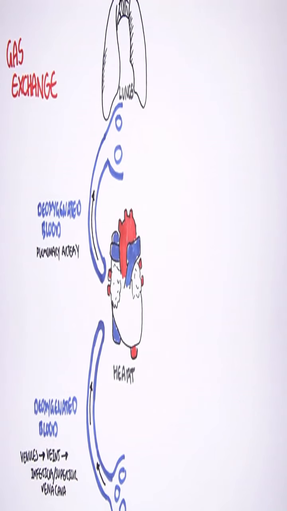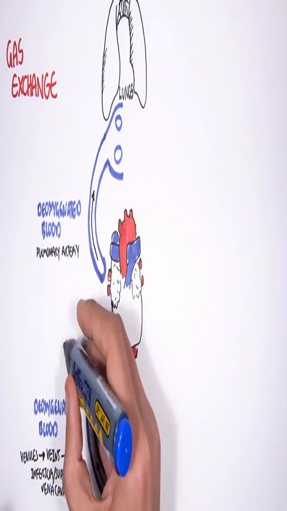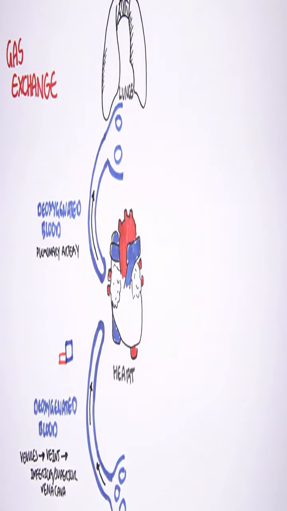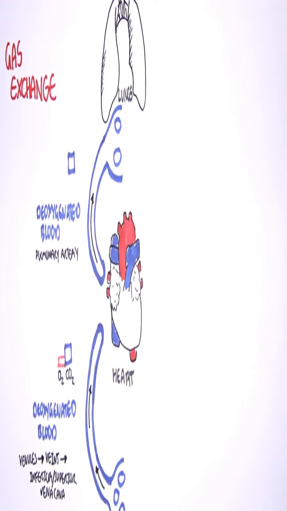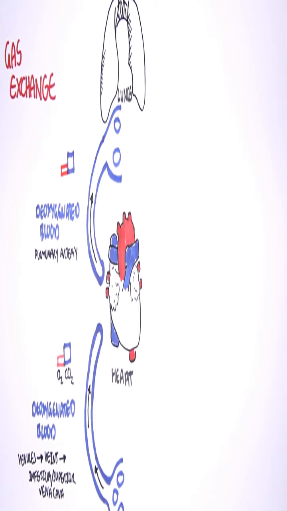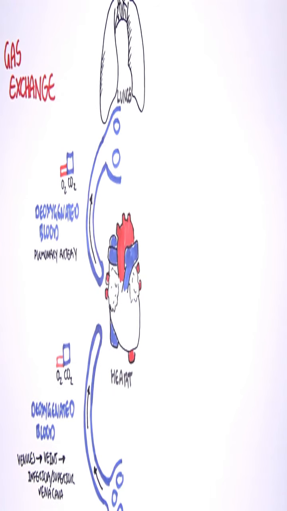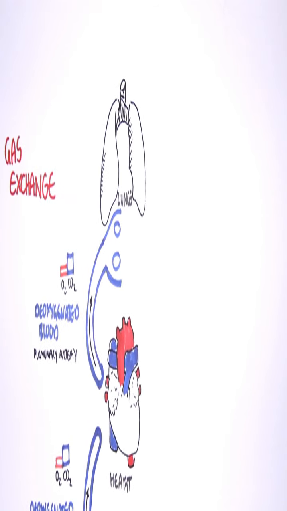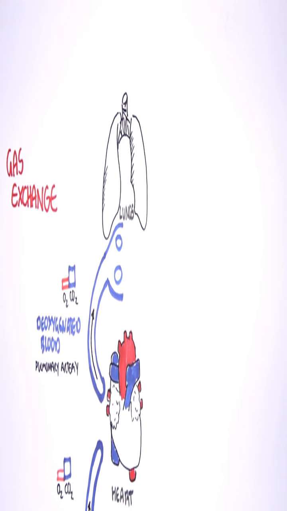So why is it called deoxygenated blood? Well, it's because we have more concentration, you can say, of carbon dioxide compared to oxygen. Or it's properly said, we have a higher partial pressure of carbon dioxide compared to oxygen. That is why they are deoxygenated.